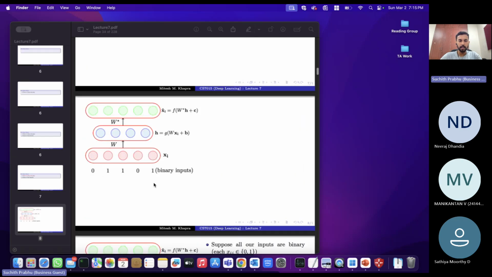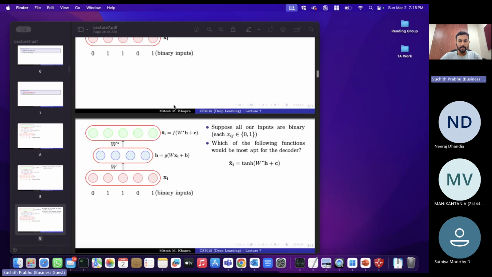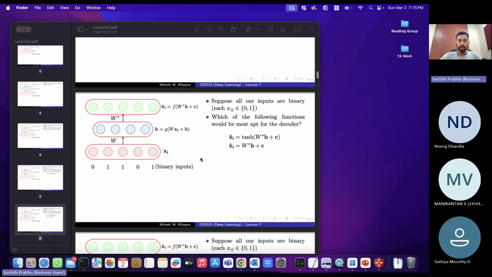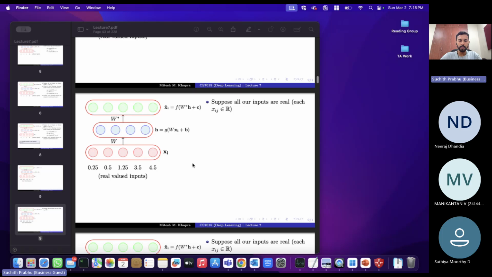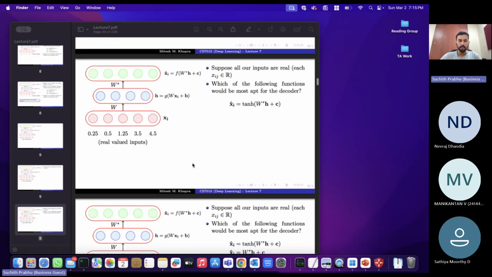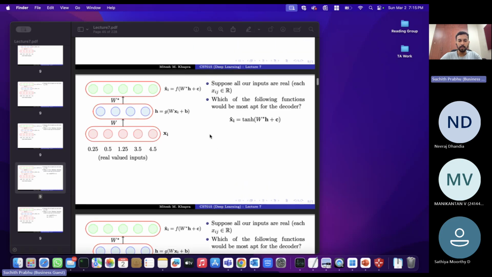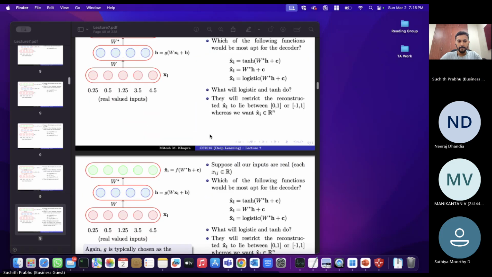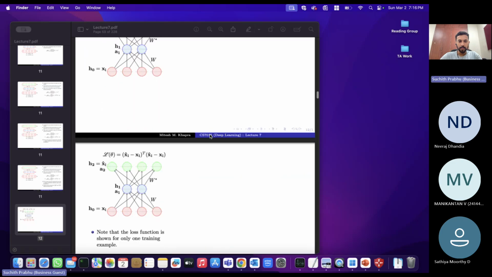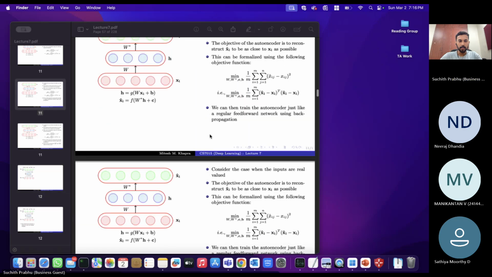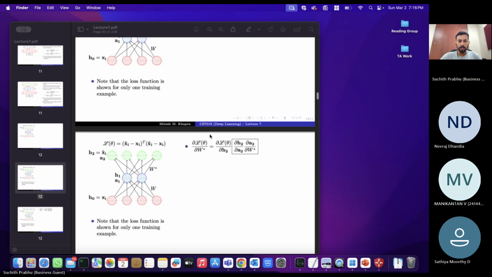Suppose the input is binary, then the final f function would be sigmoid. And then we'll train this network with binary cross entropy loss. And if it's continuous, we could directly use MSE, mean square error loss, and for f, we could use tanh, as it could just be a linear function. Then we looked at the backward pass through this model.